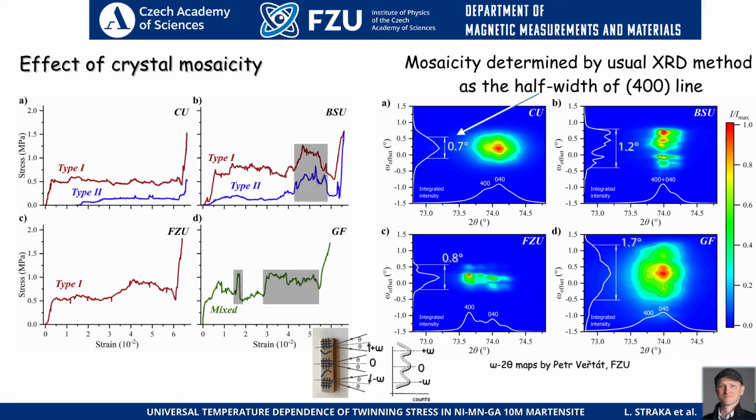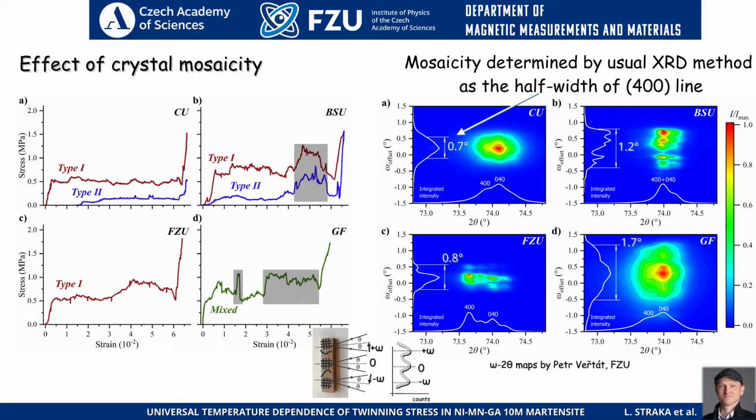And what we can see is that the smallest mosaicity really is in the FZU crystal and the CU crystal, which are those two on the left, and we have large mosaicity actually in the BSU and Goodfellow crystals. Again, the Goodfellow crystal has the worst properties, and so this large mosaicity can have some effect on this inability to create pure type 1 or type 2 twin boundary.